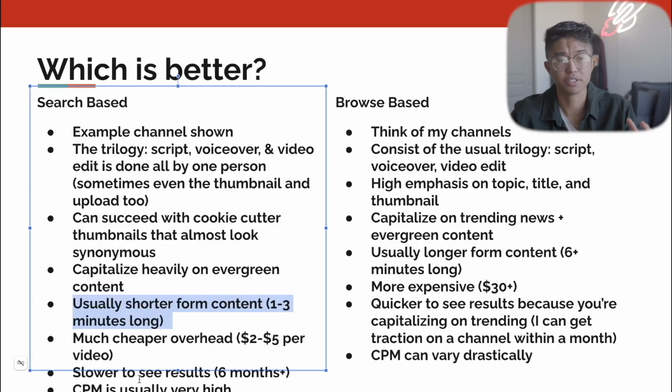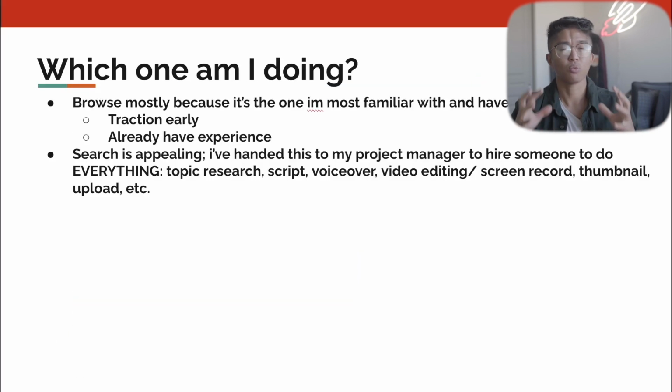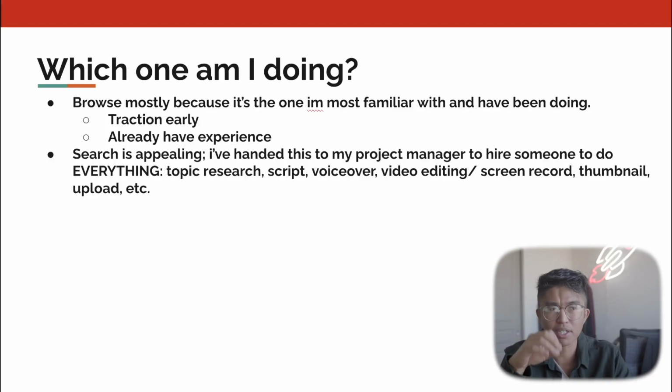But with search-based channels, the CPM is usually very high. With browse-based channels, the CPM can vary drastically depending on the niche that you choose. So what am I going to be doing? Which one am I doing? I'm doing browse still, mostly because it's the one that I'm most familiar with and have been doing. There's no reason for me to jump the gun and try search, although it's very appealing.